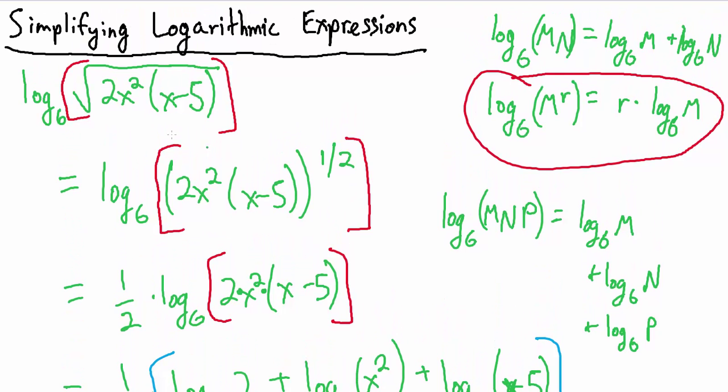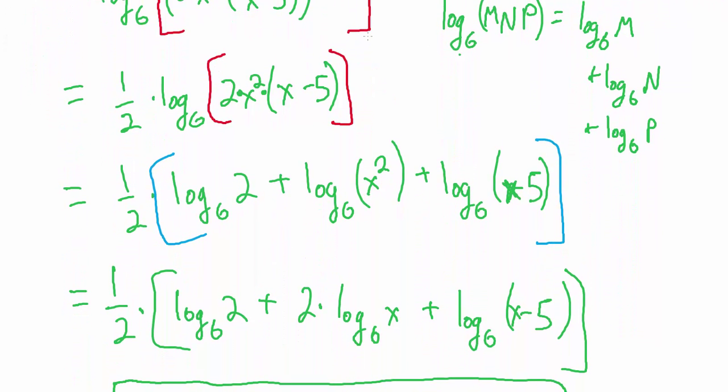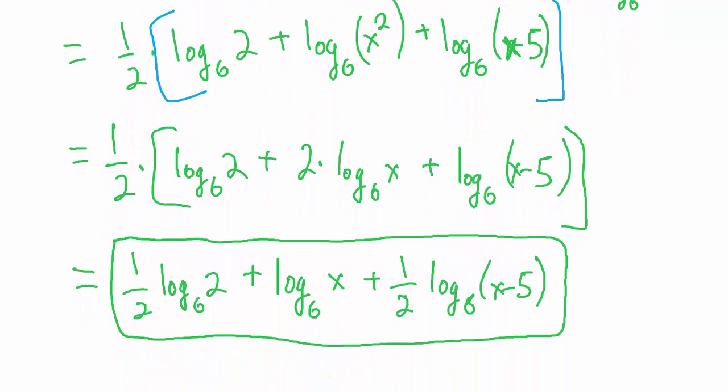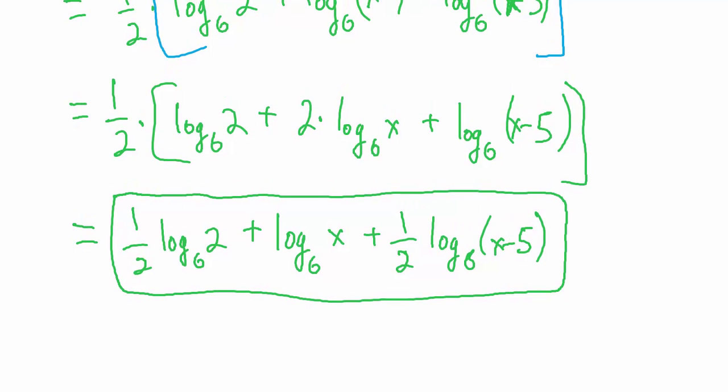Okay. So here, base 6 log of square root of 2x squared, x minus 5. The biggest thing happening was the square root, so we took care of that first. Pulled that out using the power rule. Then we split up what was left here using the product rule for logs. And then we used the power rule again on this part right here. And then we distributed the 1/2 to simplify, and that gave us our final answer here. Okay, so that's an example of simplifying a logarithmic expression.